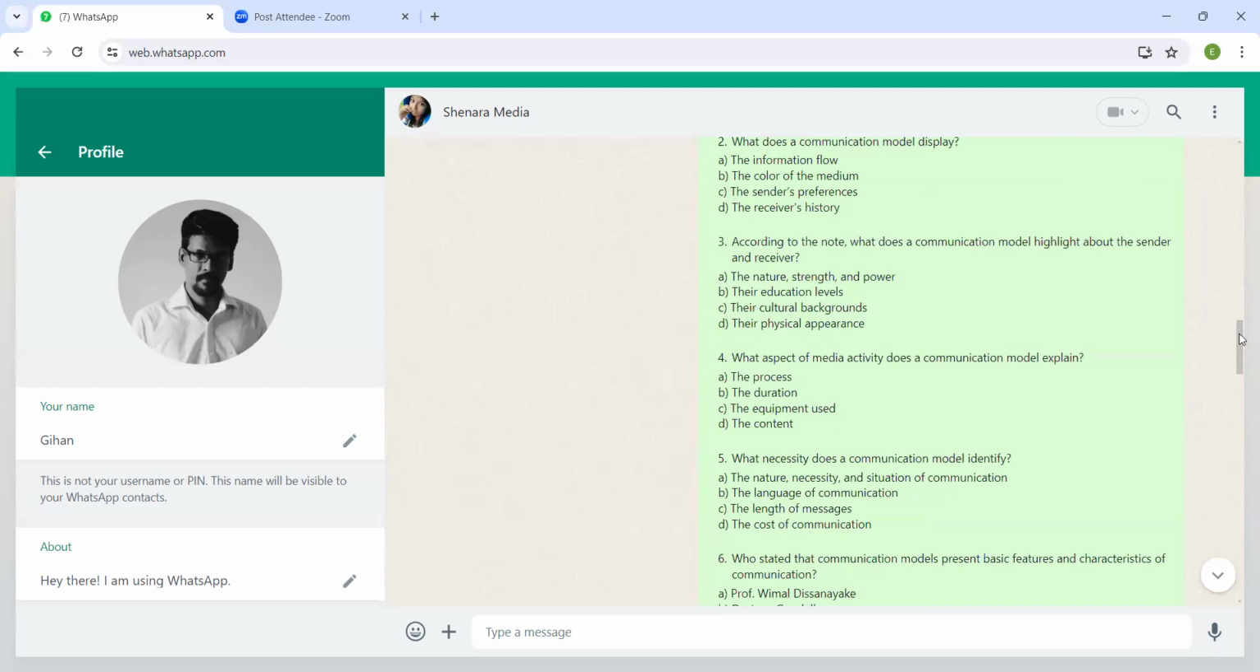Number 5. Answer A. What does the communication model identify? The nature, necessity... The language of communication. Language is a necessity, but not in this communication model. The length of the messages, sometimes, not this communication model. The cost of communication, how much does it cost? Not this communication model. This communication model identifies the nature, necessity, and situation of communication.